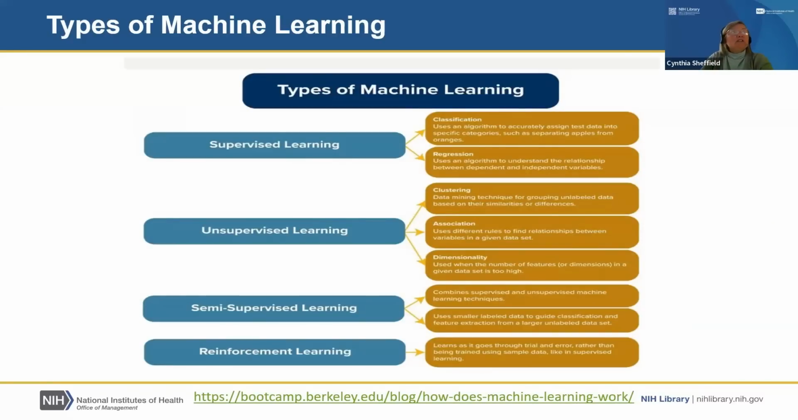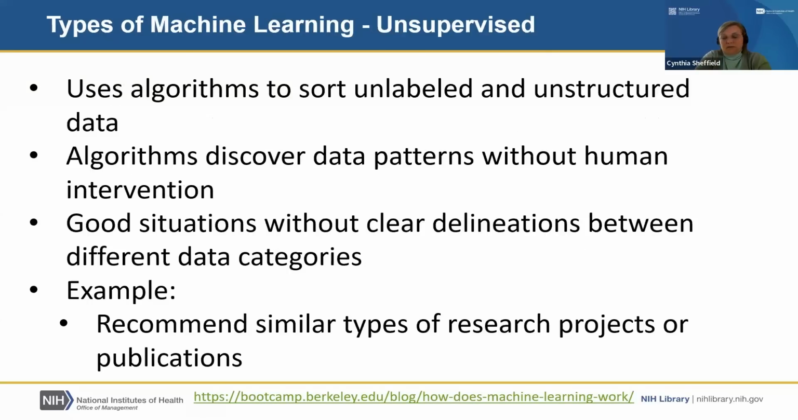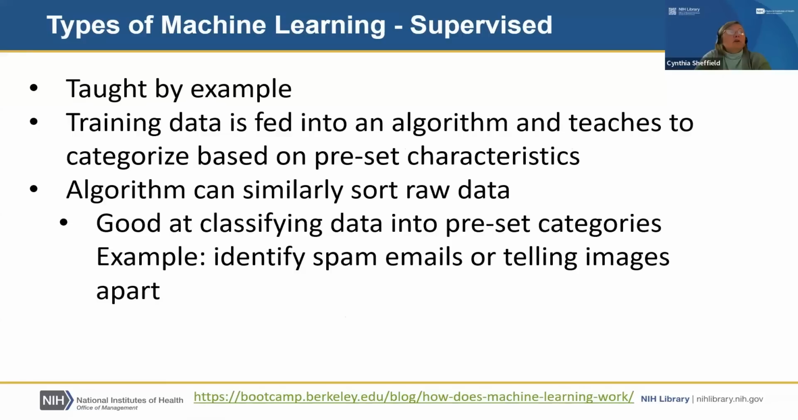There are different types of machine learning. There's supervised and unsupervised learning. There's semi-supervised learning and reinforced learning. We'll take a quick look at what each of those are. So again, supervised is taught by example. It's training the data that's fed into an algorithm, and it teaches to categorize based on preset characteristics. And algorithms can similarly sort raw data, so it can be automated. Algorithms are good at classifying data into preset categories. They identify, for instance, spam in emails or tell images apart.